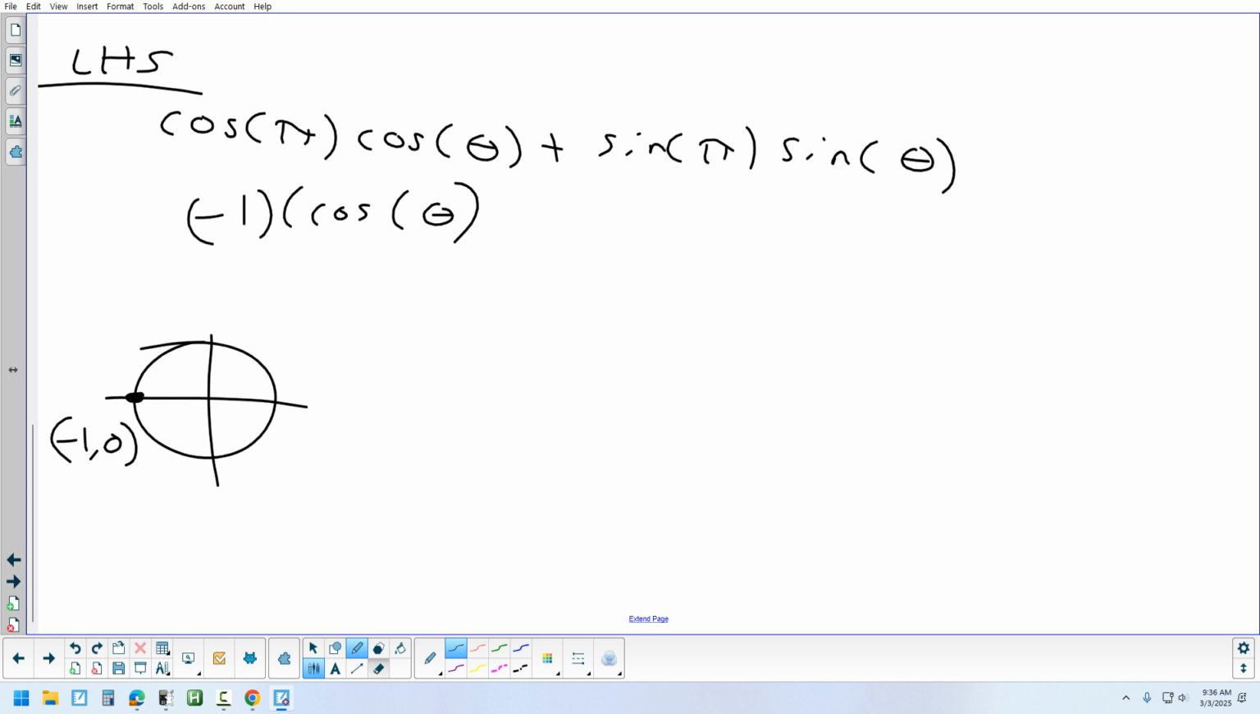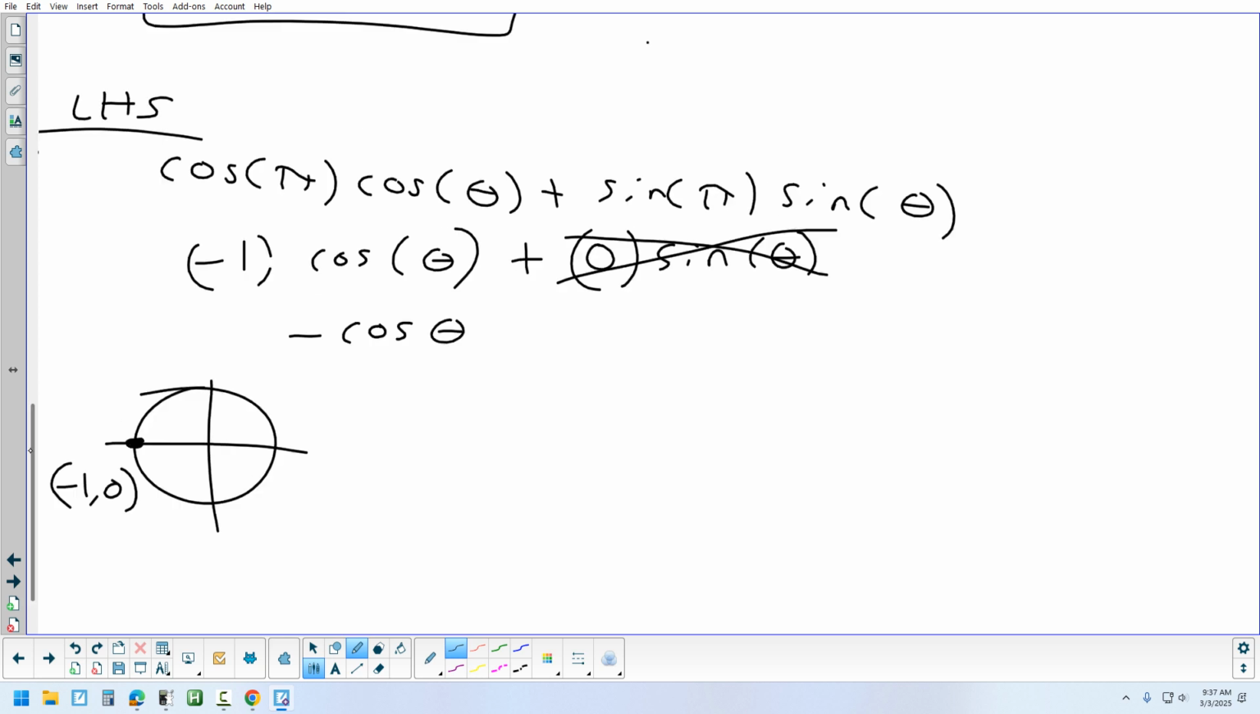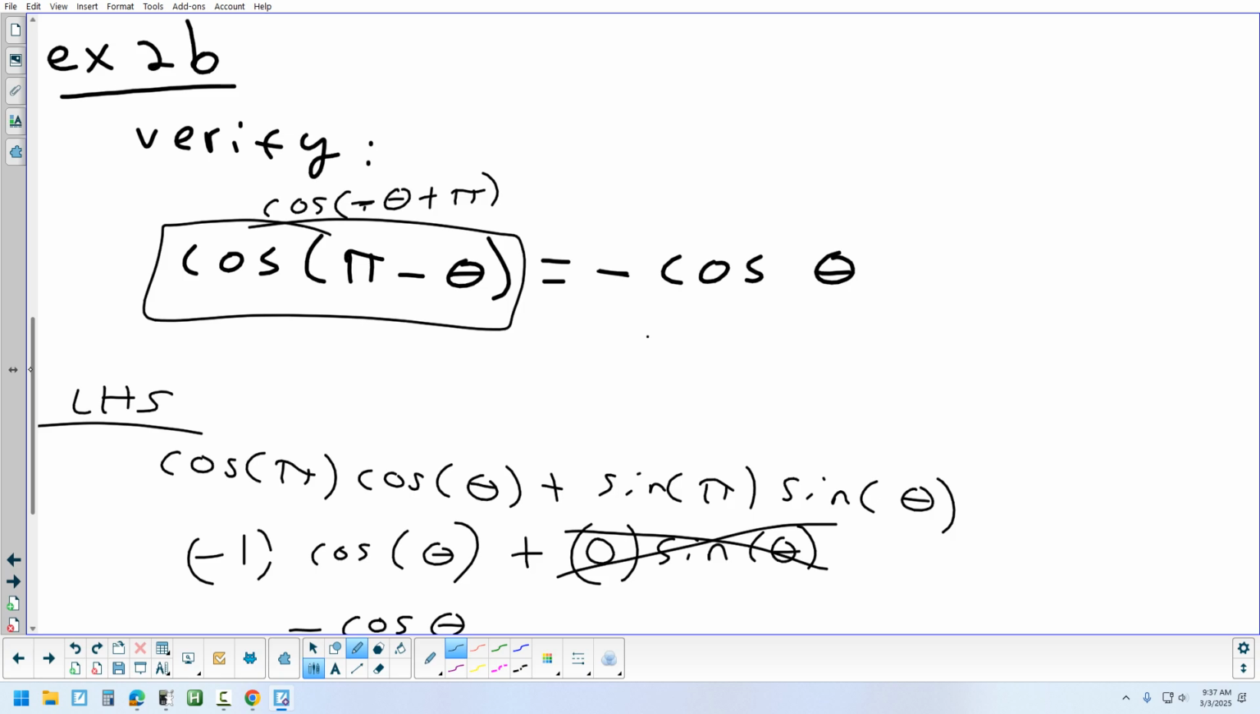So we have negative 1 times cosine theta. And what's the sine of pi? Zero. Zero times sine theta. Negative 1 times cosine is negative cosine. And 0 times sine, well, multiplying by 0 is going to get rid of that. So the left-hand side turns into negative cosine. And that's exactly what they wanted me to get.